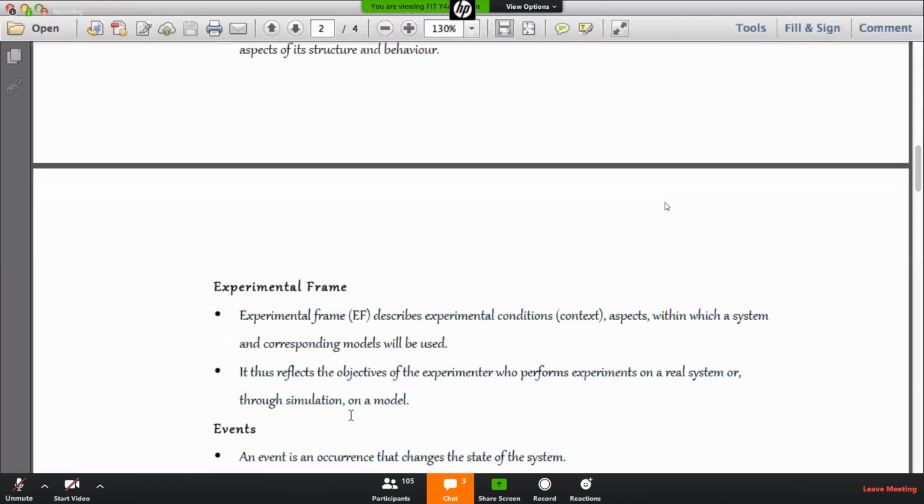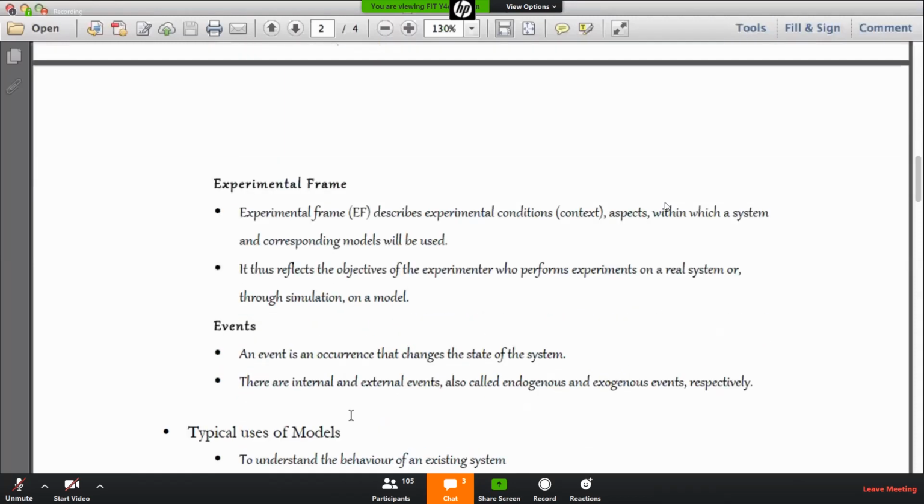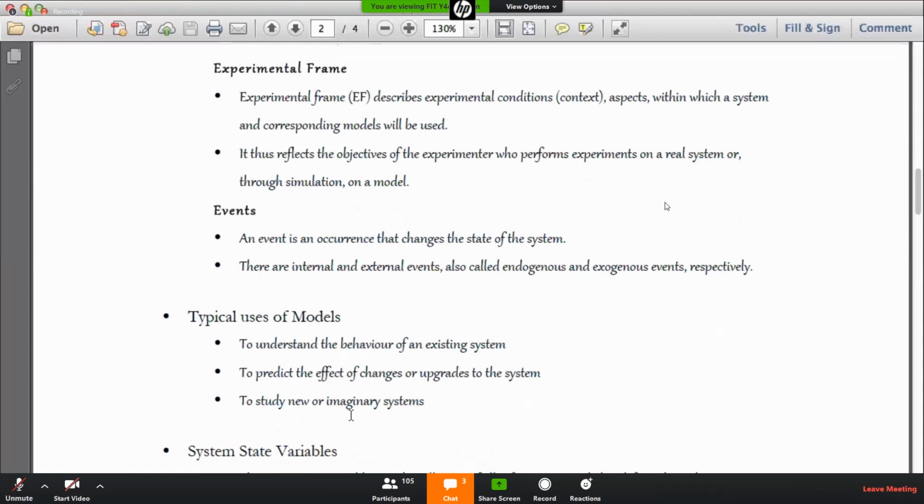Then the next thing that we need to know is what we call events. What's an event? An event is an occurrence that changes the state of the system, right? An occurrence that changes the state of our system. In other words, if you change, for instance, the way something is happening, then we say it's an event.